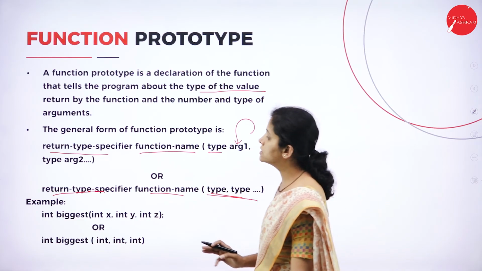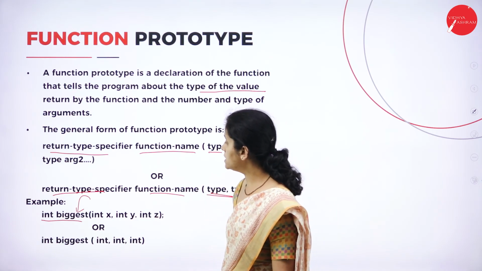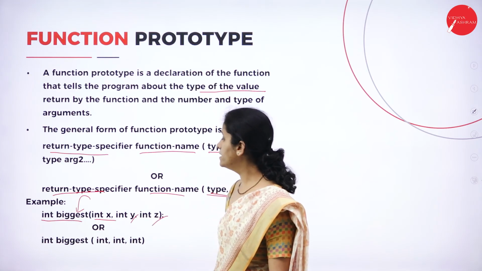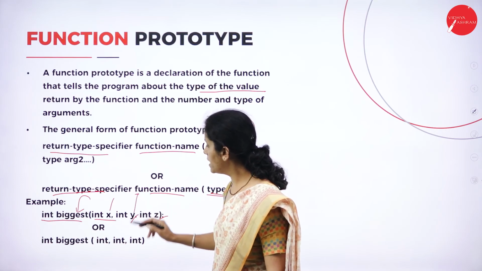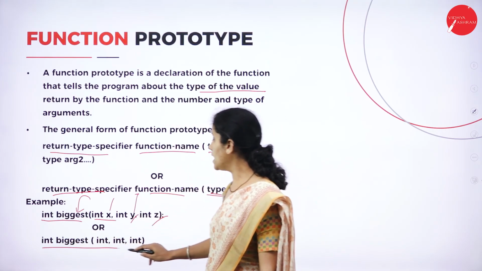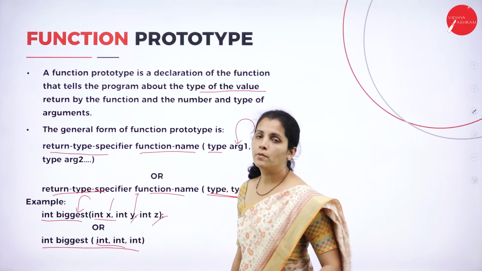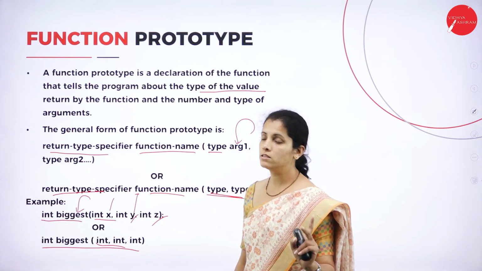Now let me discuss the example here. What is my function name here? Biggest. I'm going to specify int x, int y, int z. Along with that, see here, I'm going to specify the variable names. But if I go with the second type, I'm just going to specify the data type. I'm not going to specify the variable name or argument list name.